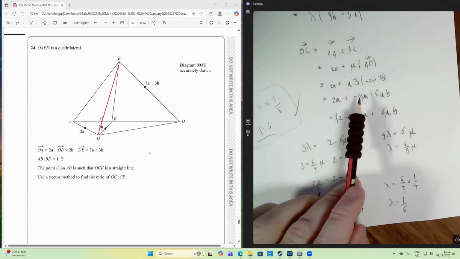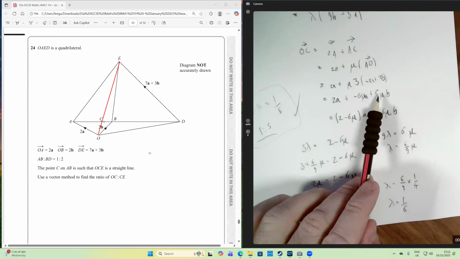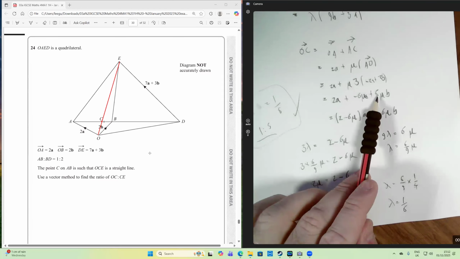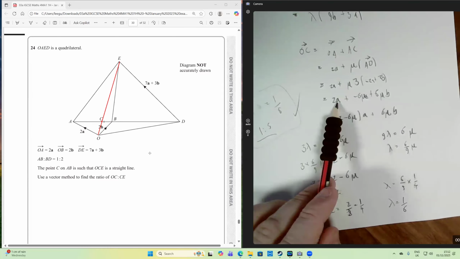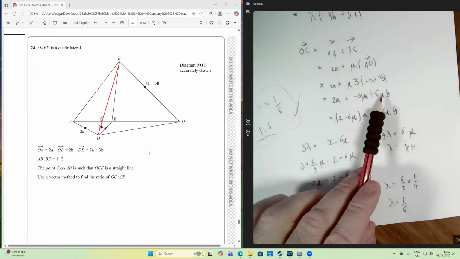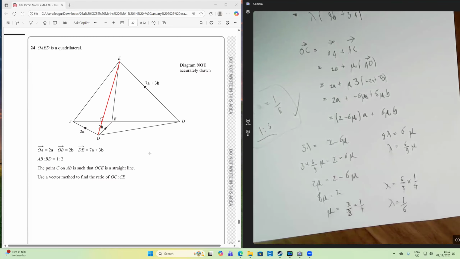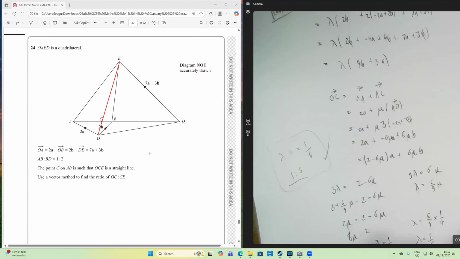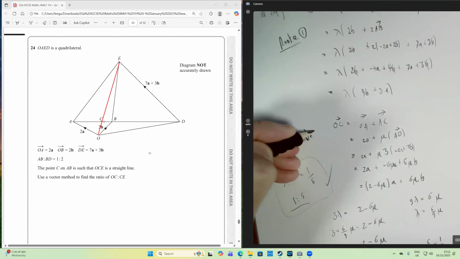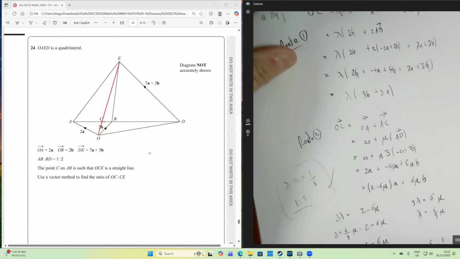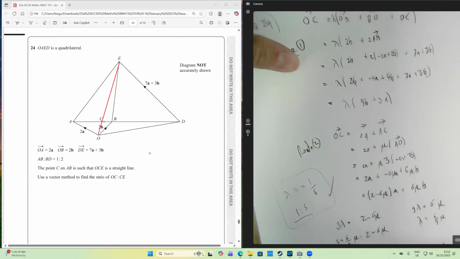That gives me 2A minus 6 mu plus 6, minus 6 mu A plus 6 mu B. Gather together my A and B terms: 2A minus 6 mu A and then 6 mu B. So we've got our two routes, okay? That's my route 1, and this is my route 2. So we're going to put route 1 equal to route 2 now.